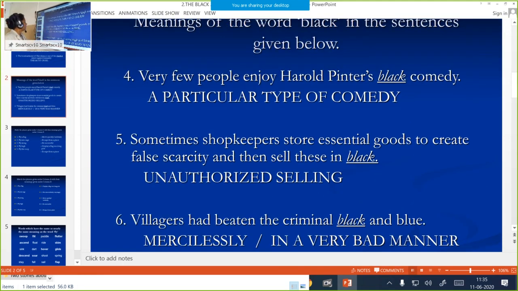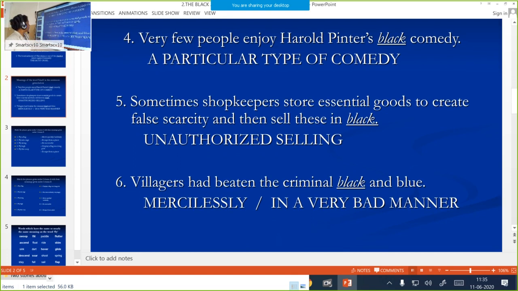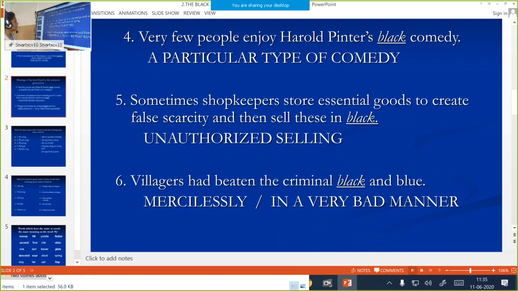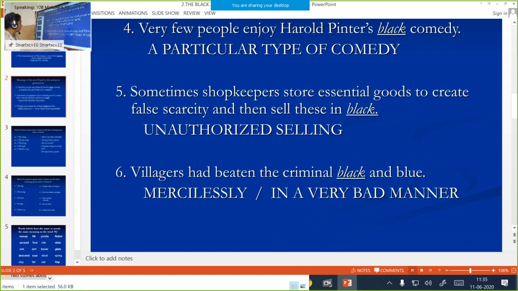Now the fourth one. Very few people enjoy Harold Pinter's black comedy. It has nothing to do with the color black there. It simply means a particular type of comedy. Now, fifth one. Sometimes shopkeepers store essential goods to create false scarcity and then sell these in black. What does black mean there? It means unauthorized selling.